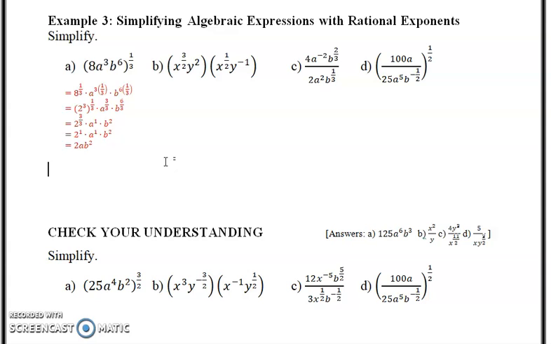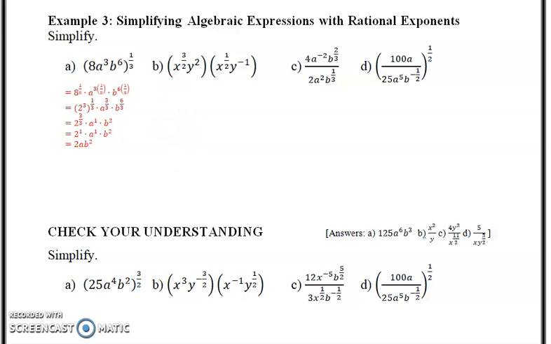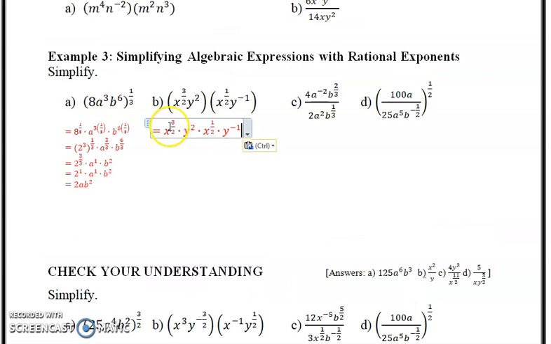Let's look at example b. This is similar to the one we did in 2a. So I like to group these all together, and then we'll add the exponents where necessary. So this can be rewritten as, we just show the multiplication here. And then we'll group the x's together and the y's together.